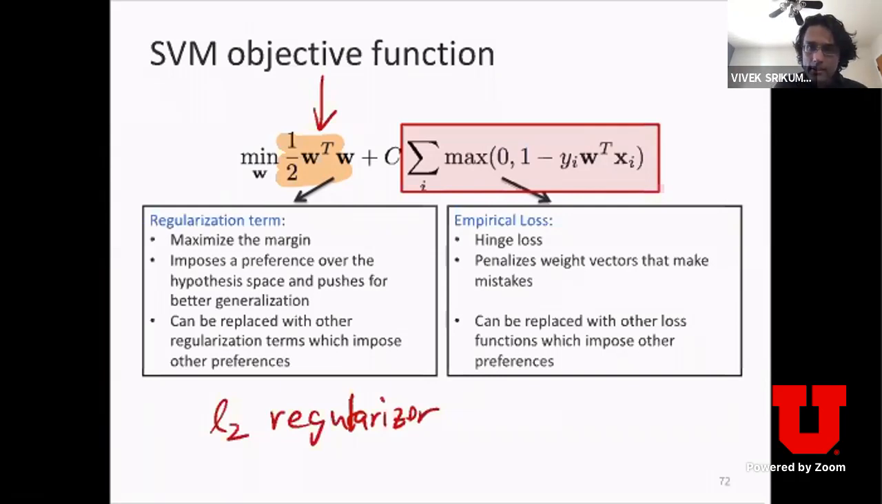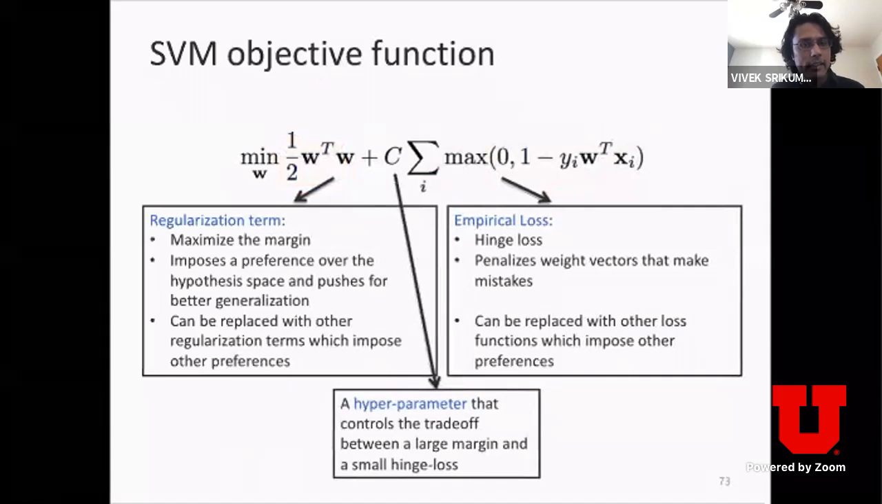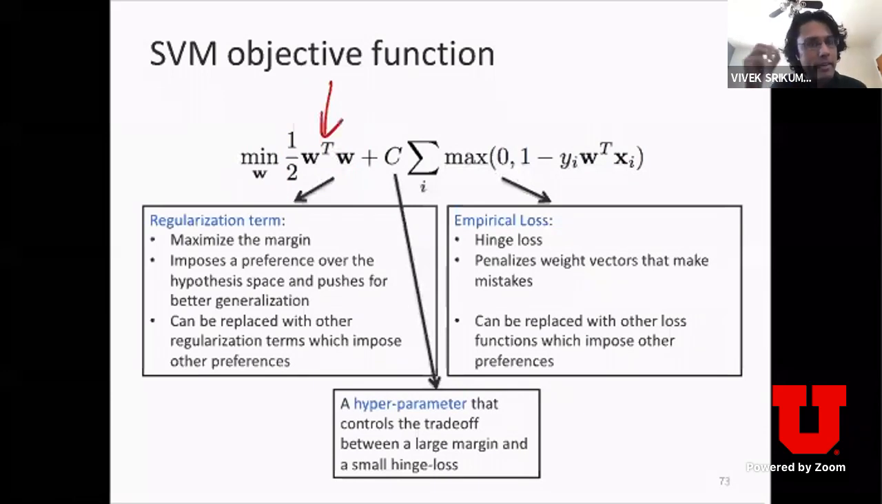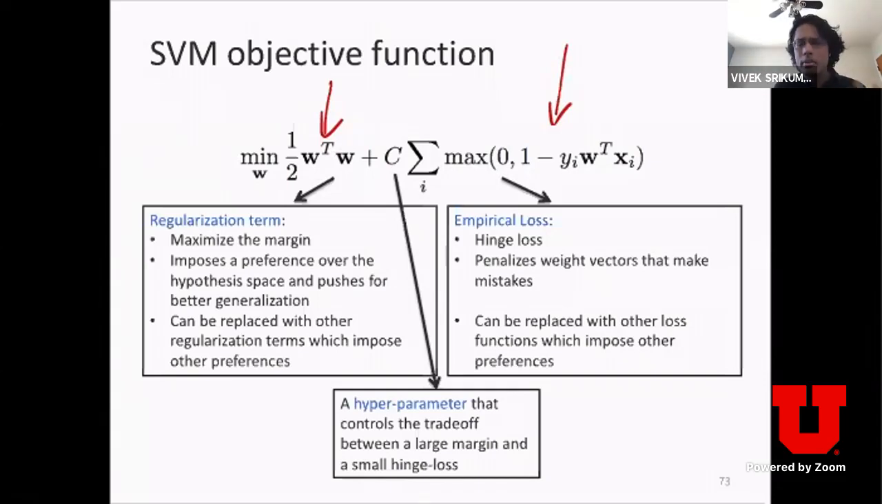Now, finally, to answer the question that I think was asked by Han a while back, what about the C? The C is a hyperparameter that gives you a trade-off between a really large margin, which is essentially saying this term gets very, very small, or a really low training loss, a small Hinge loss. Now, this is a trade-off. Let's think about the extremes to understand how this trade-off works.